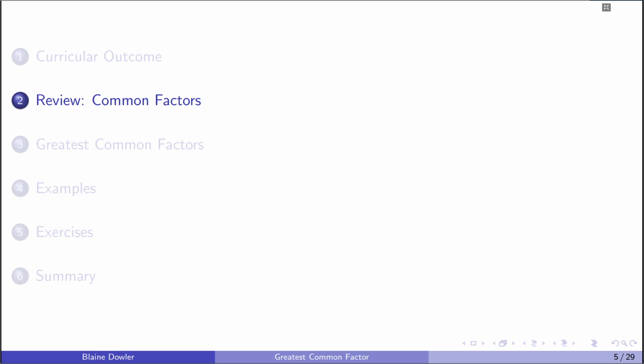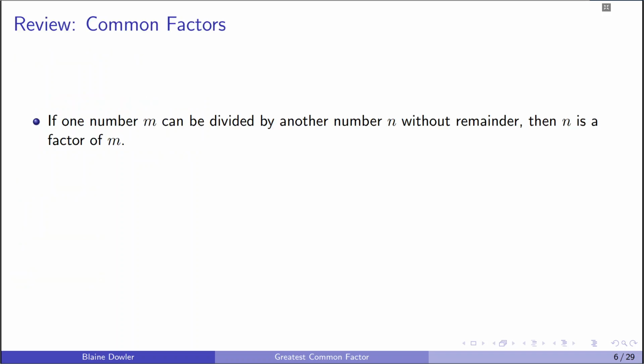So, reviewing common factors in general. If one number, call it m, can be divided by another number n without remainder, then n is a factor of m. For example, 18 has factors of 1, 2, 3, 6, 9, and 18. 5 is not a factor because 18 divided by 5 gives 3 remainder.